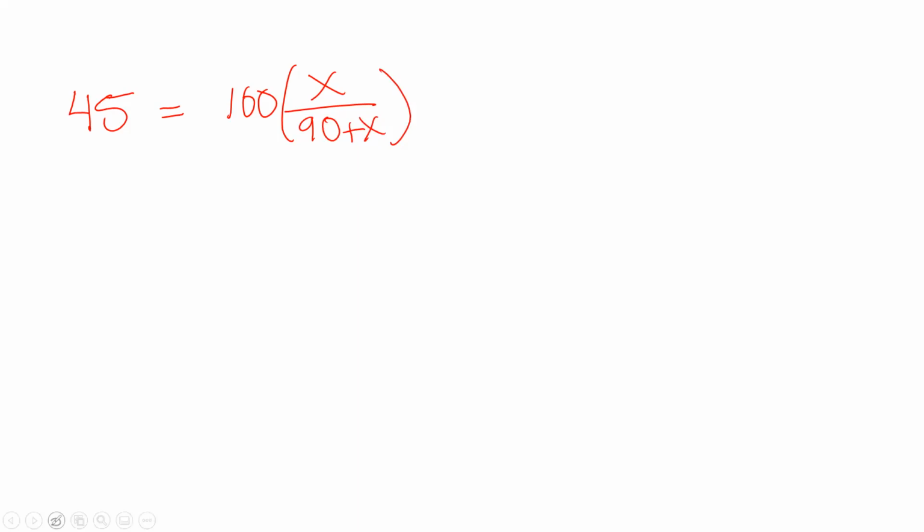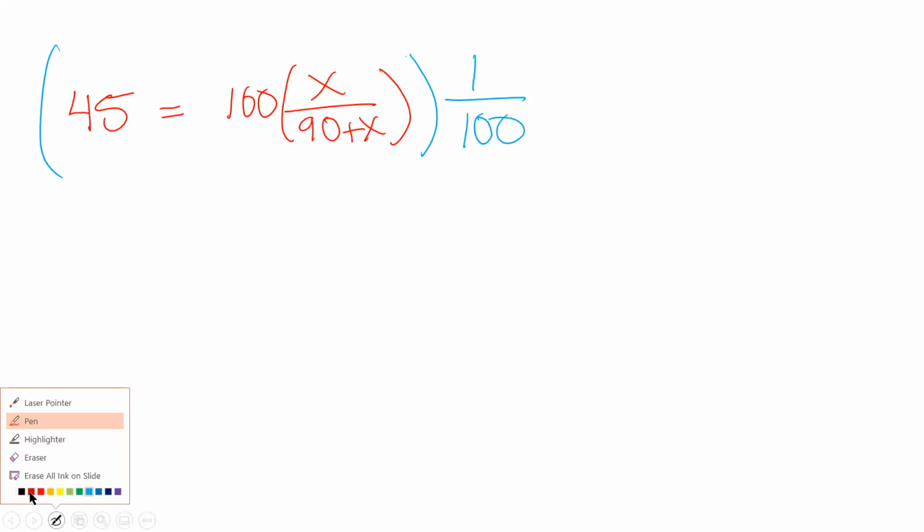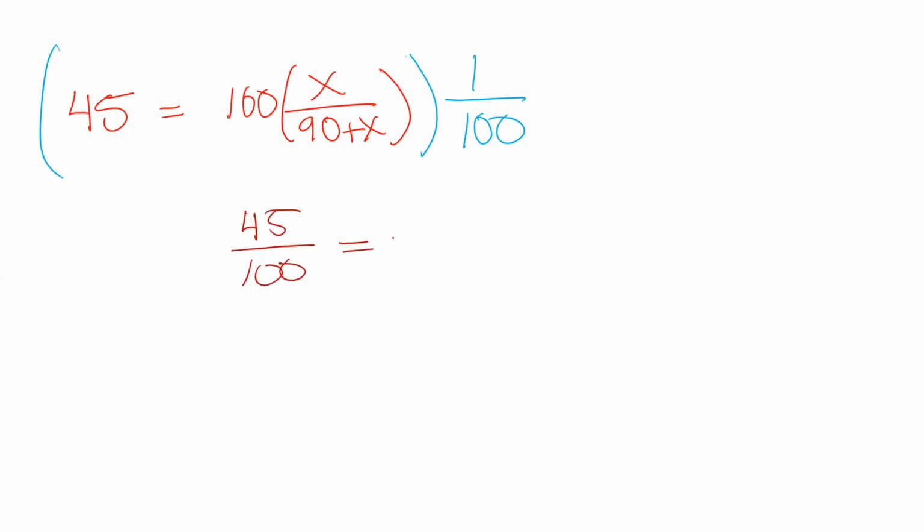Okay, perfect. So the first step you did was you divided by 100? I divided by 100. Okay, that makes total sense. I completely follow where you went with that one. That decision, that's exactly what I would have done. So then you end up with 45 out of 100 is equal to x over 90 plus x.